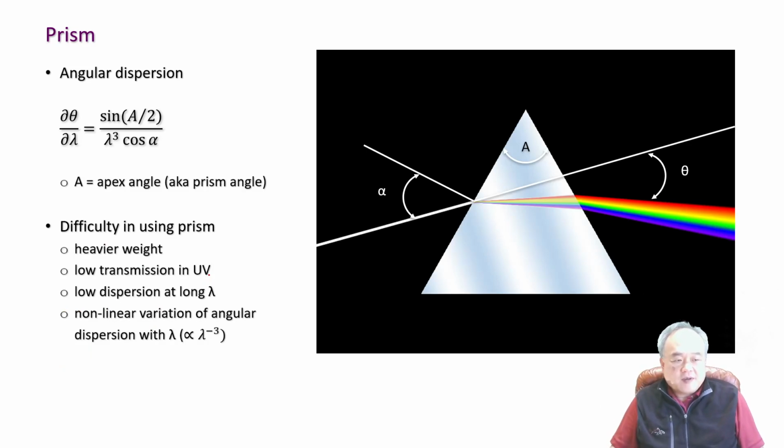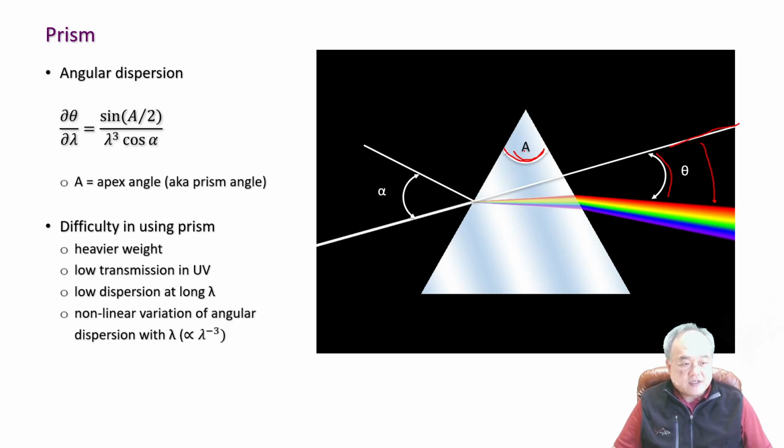Let's think about the prism in more detail. A typical prism is defined by a single number, the so-called apex angle. The angular dispersion, dθ/dλ, measured as the angle compared to the incident angle of each dispersed light, is a function of this apex angle and the incident angle, of course, and the refractive index, which is also a function of wavelength.